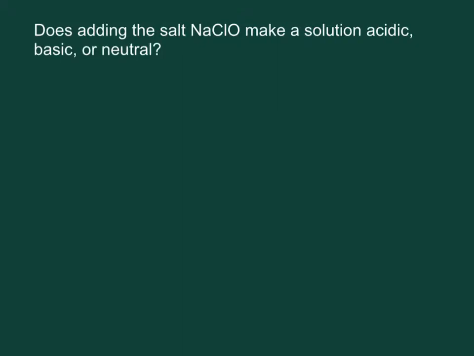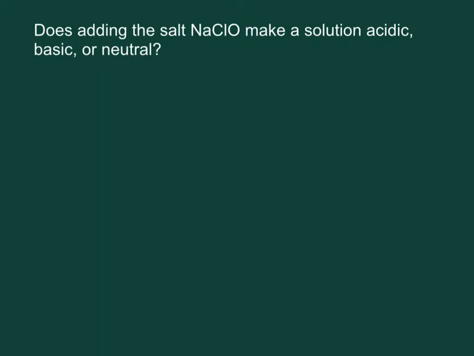Okay, so in this problem we are going to be dealing with salt hydrolysis and the effect of adding salts to water in terms of their acidic or basic properties. In this first problem we have the salt sodium hypochlorite, NaClO, and we're trying to figure out whether we're going to make the solution acidic, basic, or neutral at the end. We're not going to have to actually calculate it for this problem, we simply need to know qualitatively what it's going to be.